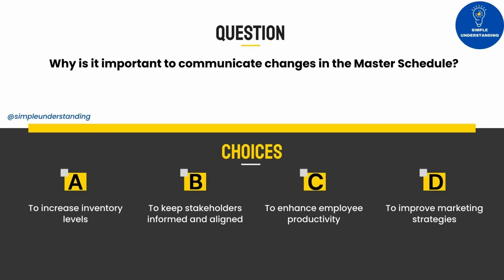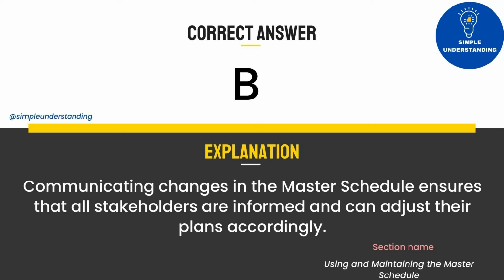6. Why is it important to communicate changes in the master schedule? A. To increase inventory levels. B. To keep stakeholders informed and aligned. C. To enhance employee productivity. D. To improve marketing strategies. Correct answer: B. Overall explanation. Communicating changes in the master schedule ensures that all stakeholders are informed and can adjust their plans accordingly.